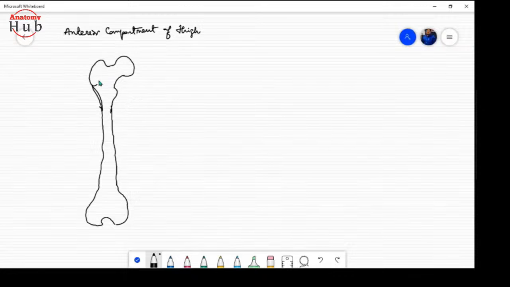At this point you will find the presence of a line. This line runs from the greater trochanter to the lesser trochanter. This line is known as your intertrochanteric line. So what we'll find over here: first the vastus medialis muscle will come from deep to superficial. For the vastus medialis muscle I will use a color, just posterior to the shaft of the femur. This is the anterior view.